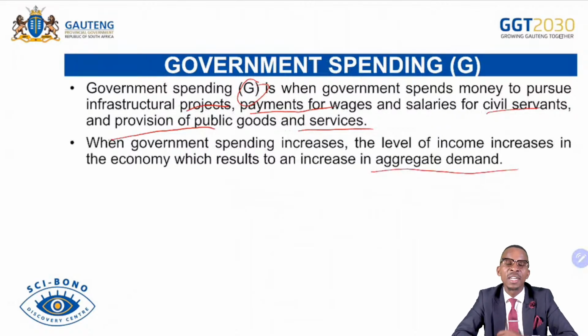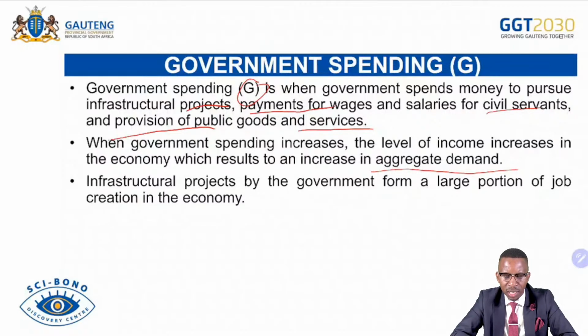We know that when the government increases its spending, there will be more money available in the economy, which will lead to a further increase in the aggregate demand, because as the government increases its spending by improving infrastructure, there will be some job creation in the economy, which will lead to people earning income, and then they will be demanding more goods and services.